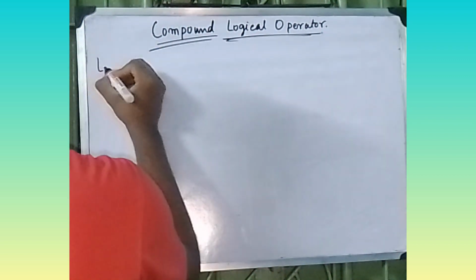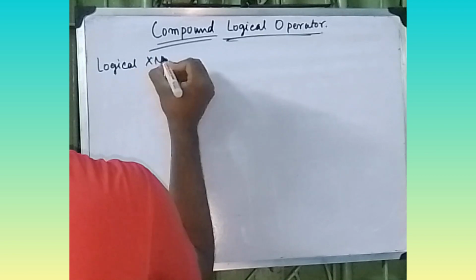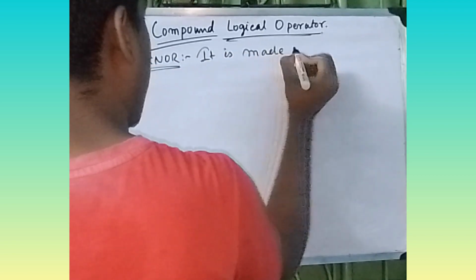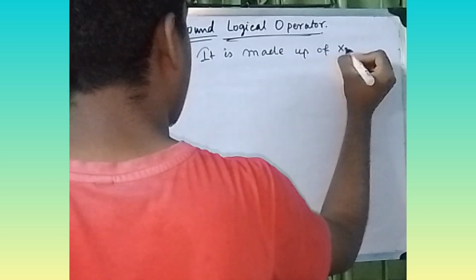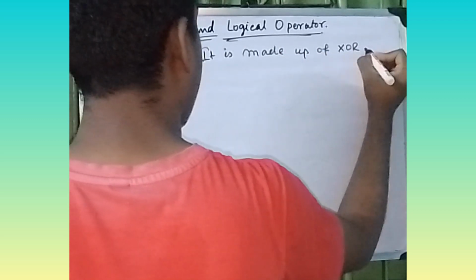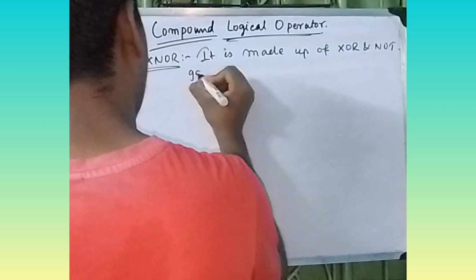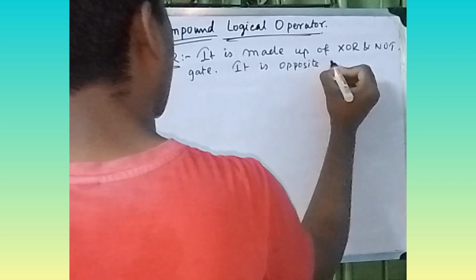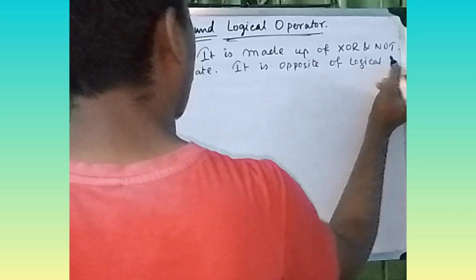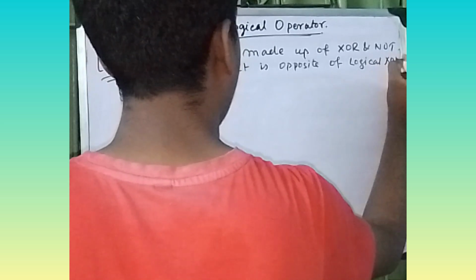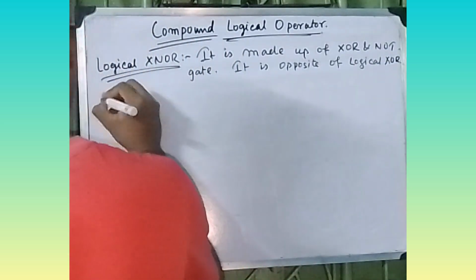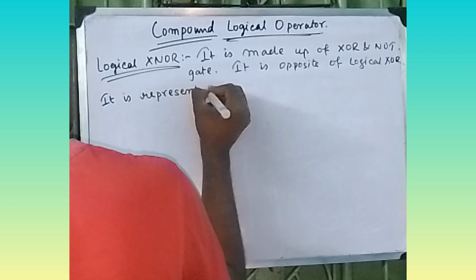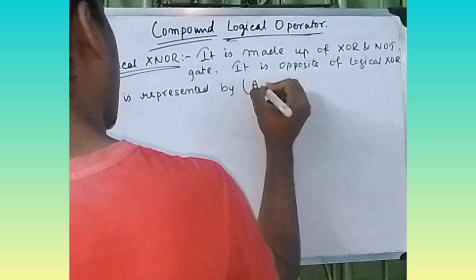Now we will move to our final part of the compound Boolean expression, which is the logical XNOR, which is made up of logical XOR and the logical NOT operator. Basically, it is used to reverse the operation of the XOR gate. It is usually represented by the equation A complement dot B plus A dot B complement, whole complement.